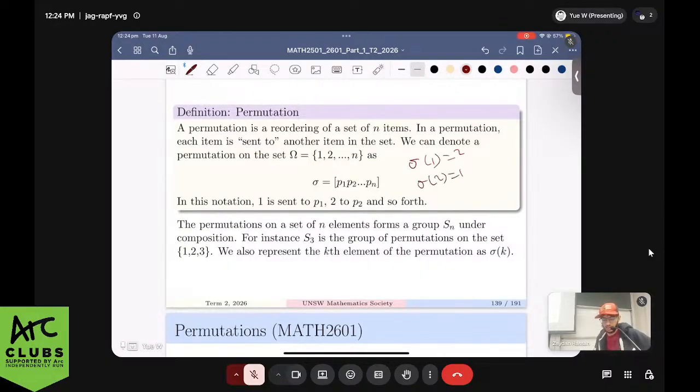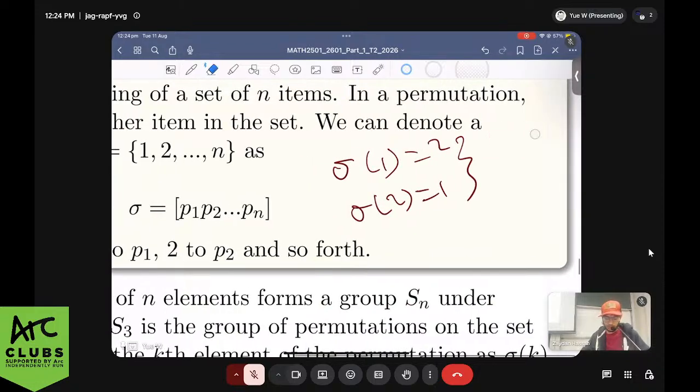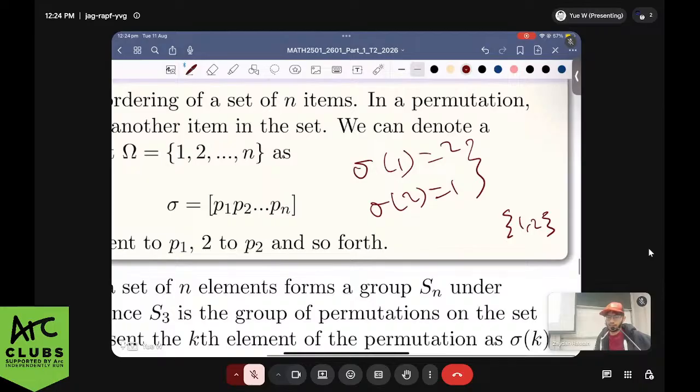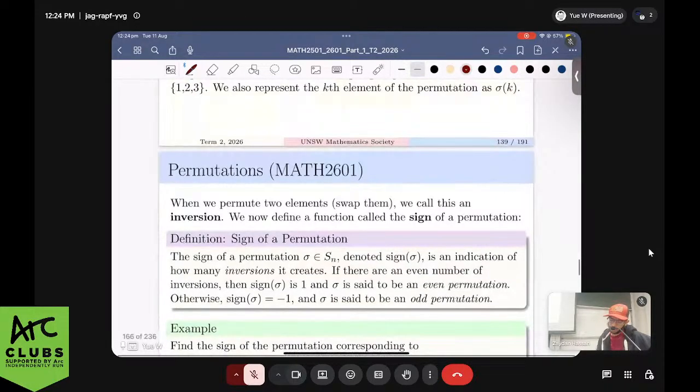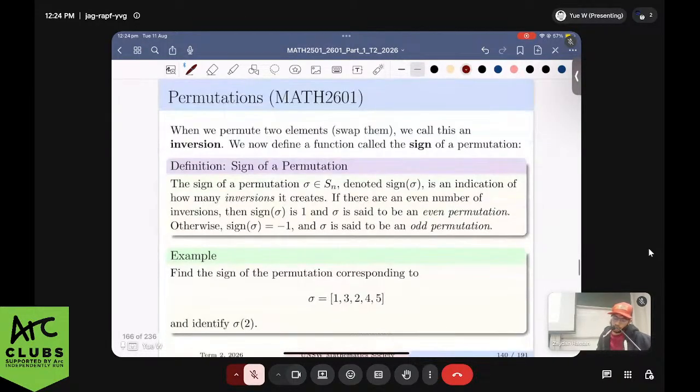Now you can define a permutation as like a function, like sigma of 1 equals 2, sigma of 2 equals 1. Imagine you just had 1, 2 as your set. And I guess that's not a set, that's an ordered pair. So imagine you had n equals 2. A permutation would be something like this: sigma of 1 is 2, and sigma of 2 is 1.